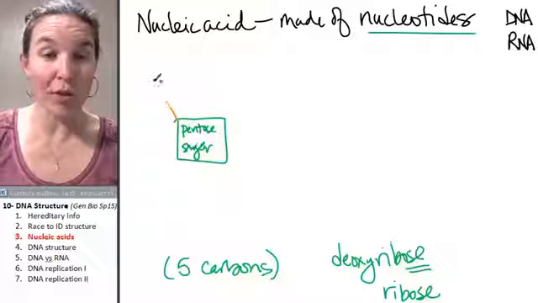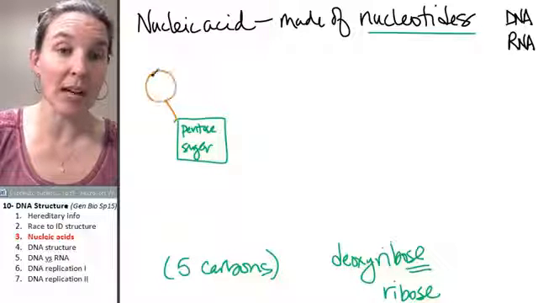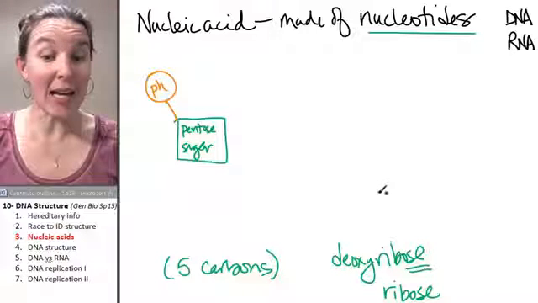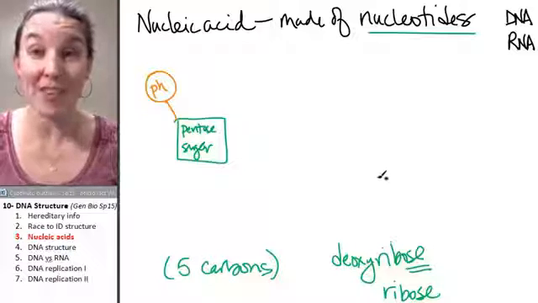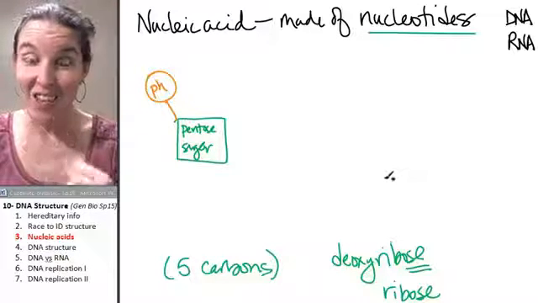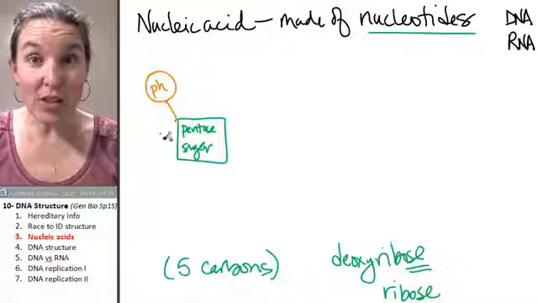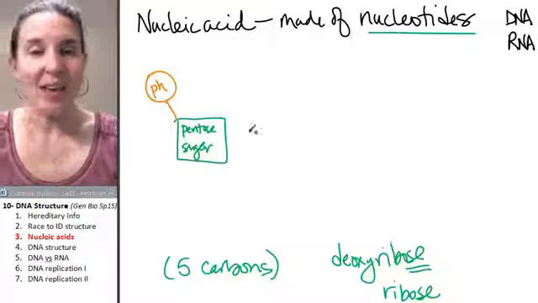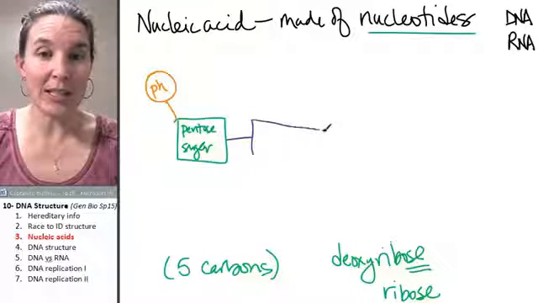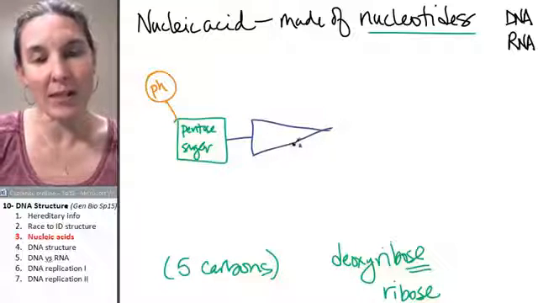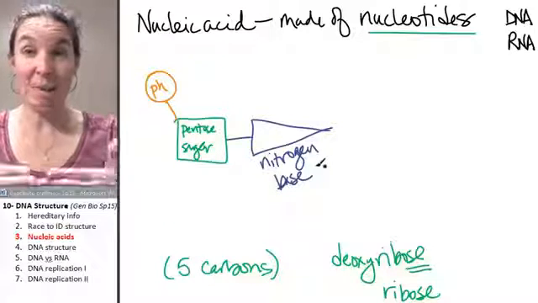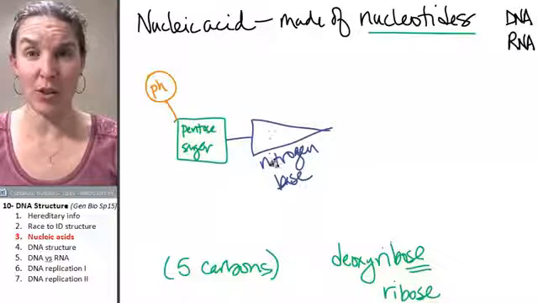Chemically bound to my pentose sugar in a single nucleotide, we have one phosphate molecule. Just like adenosine triphosphate had 3 phosphates attached, a single nucleotide has 1 phosphate attached to it. And then the other thing that all nucleotides have is a nitrogen base. And it's just a molecule that obviously includes nitrogen.